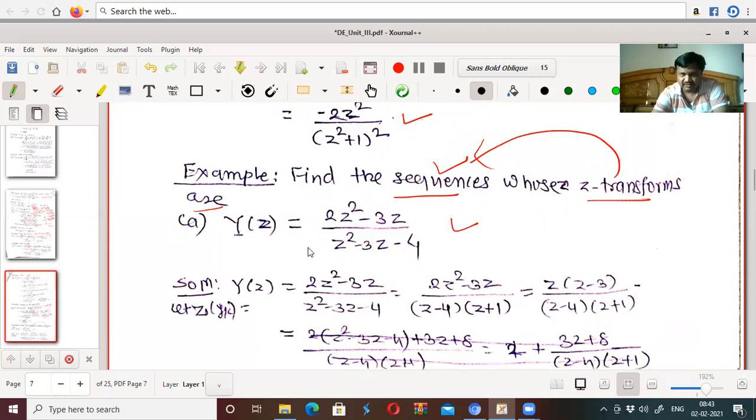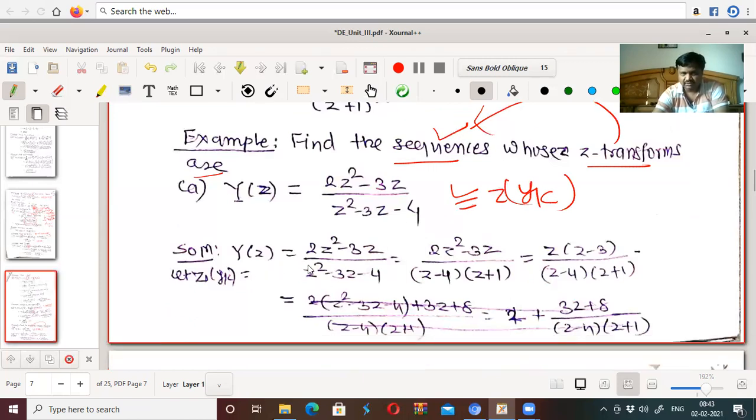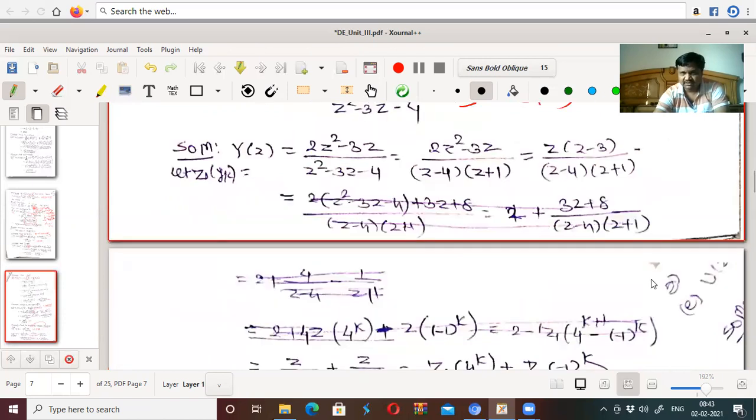So we will find such a yk whose z transform is 2z square minus 3z upon z square minus 3z minus 4. Given capital Y of z equal to 2z square minus 3z upon z square minus 3z minus 4, which is equal to 2z square minus 3z upon z minus 4 into z plus 1. That is z into z minus 3 upon z minus 4 into z plus 1.